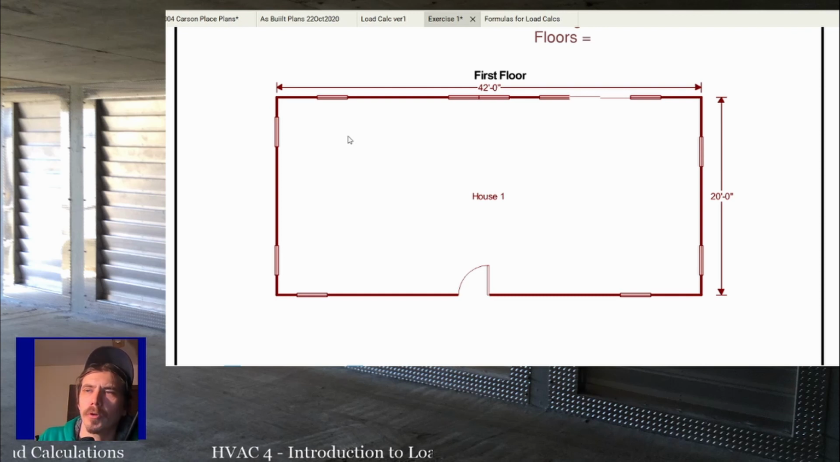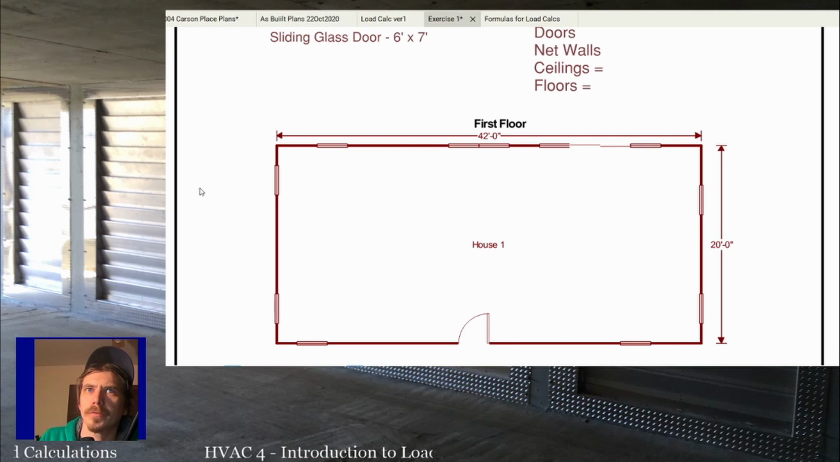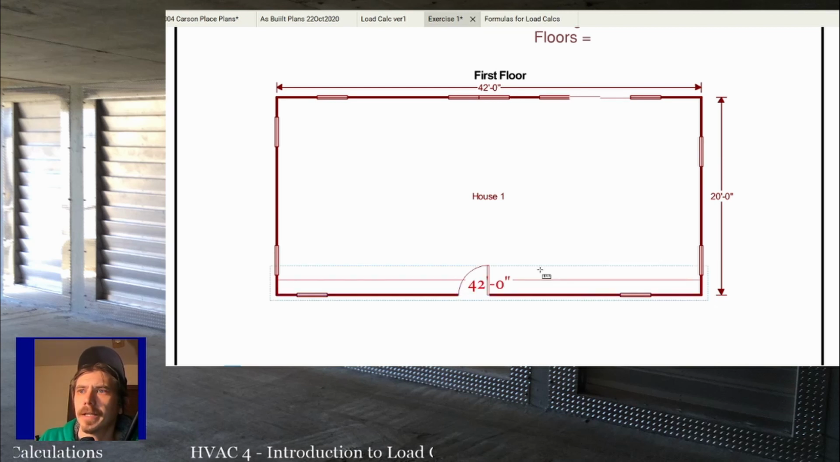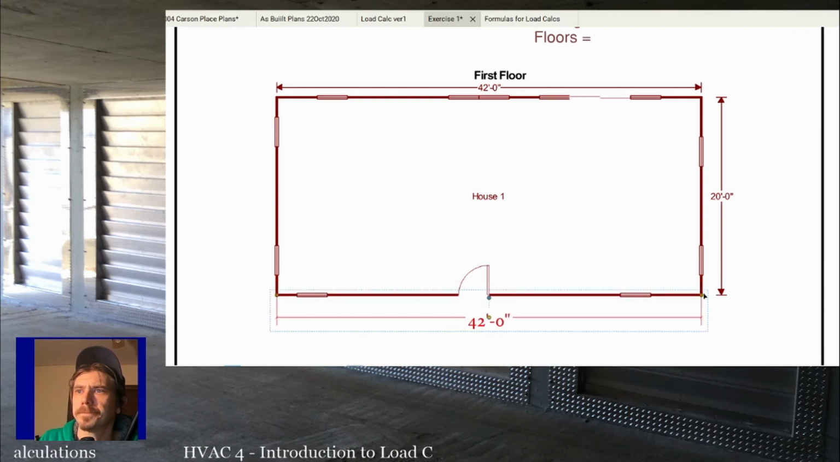So if we're using a program like Bluebeam, we can double check ourselves by taking a measurement. This is preset at 1/8 inch per foot, and we can measure here to here and see that the house is indeed 42 feet wide.